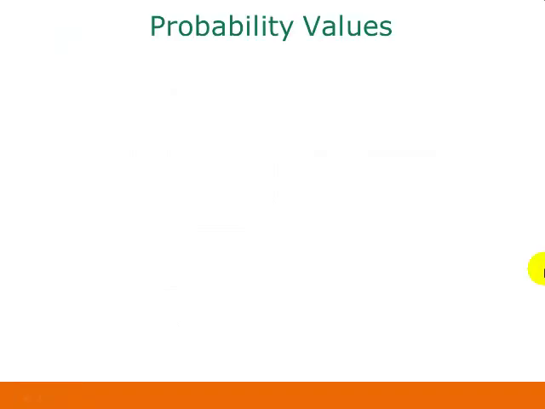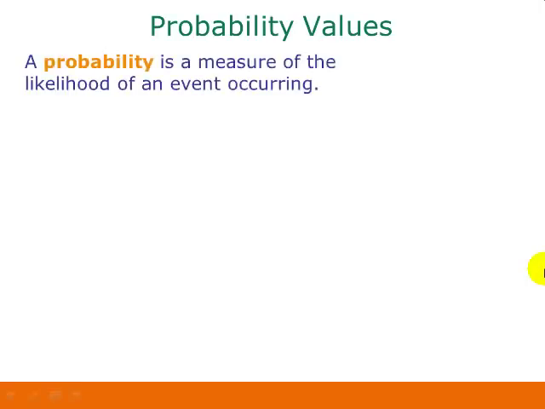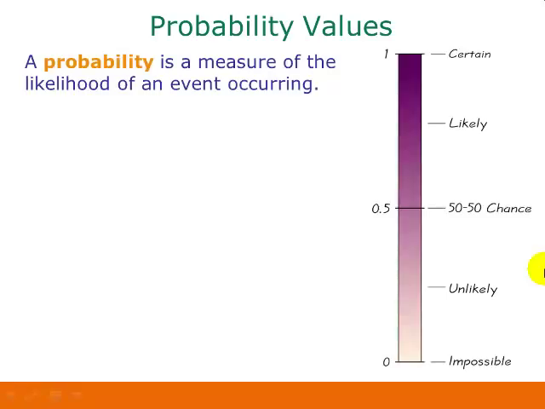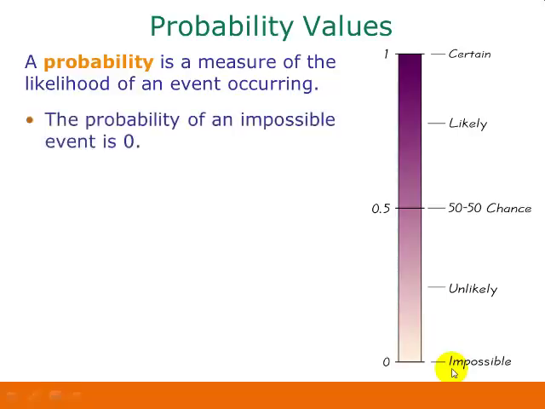Let's talk a little bit about possible values for probabilities. Again, a probability is a measure of the likelihood of an event occurring. So we've got a range of possibilities for our probability values. Starting at the bottom, if our event is impossible, or it's something that can't happen, then the probability is 0.